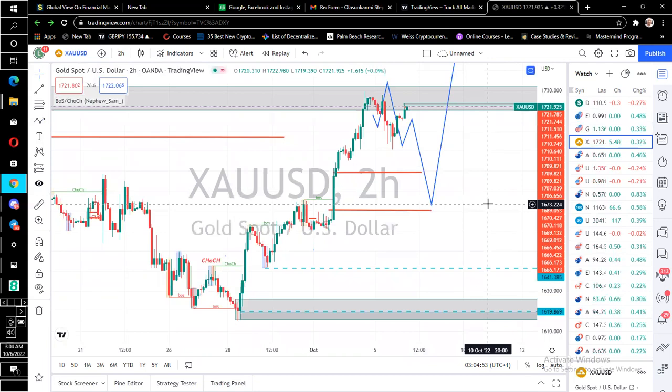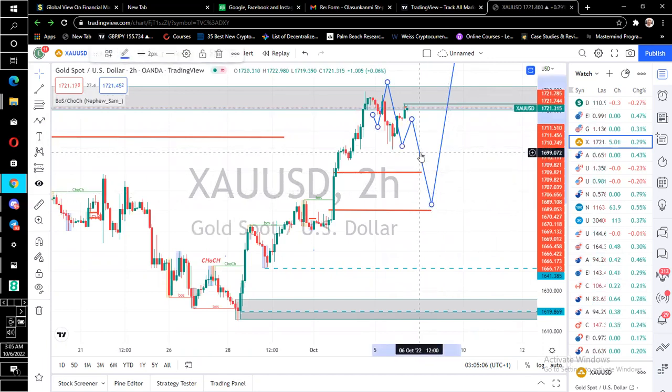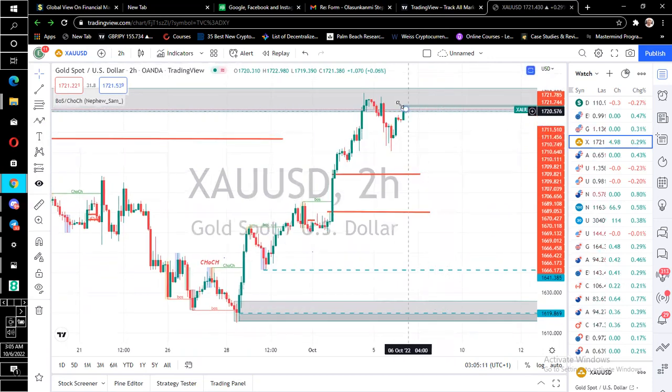Gold. Gold also has this push here to the upside. So I would like to see this market give me this. We'll have this to the downside here. It has been mitigated already. So I would like to see a kind of push, a kind of shift coming to the downside. That is what I would like to see there.